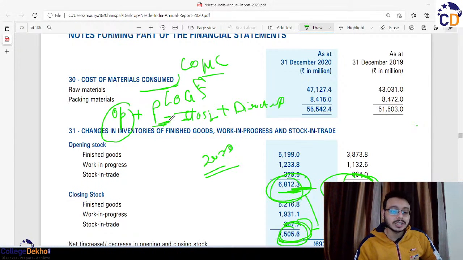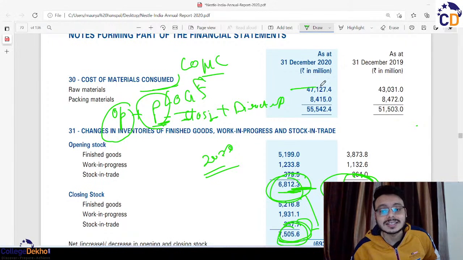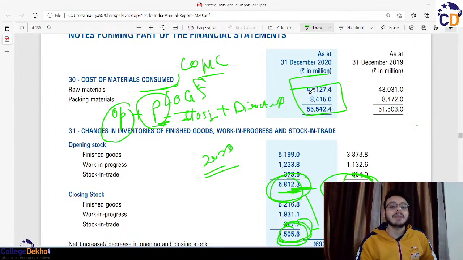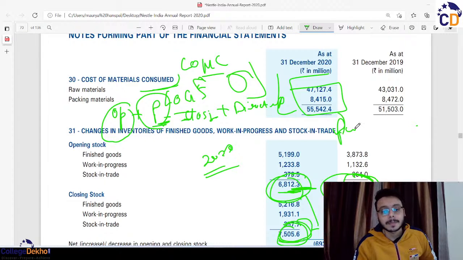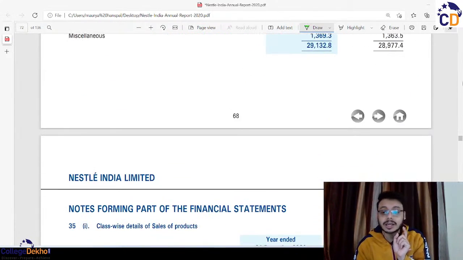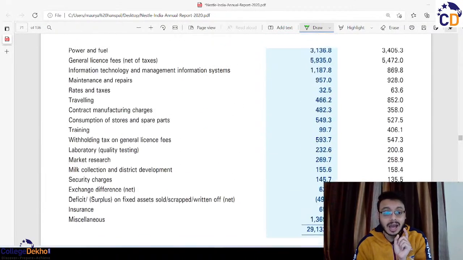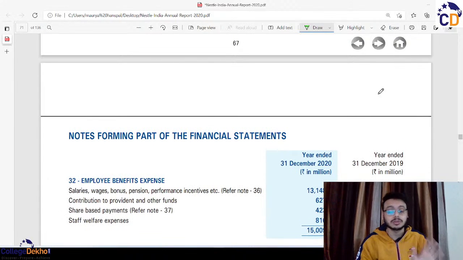And how to get the purchases? The purchases are the purchase of raw materials. And this is your purchases, your raw materials and packaging materials. So when you add your raw materials and packaging materials, which are your purchases, plus your opening stock minus closing stock, now where are the direct expenses? Those we have to find out in case of the other expenses. And in other expenses, they would give you a combination of both, your direct and indirect.